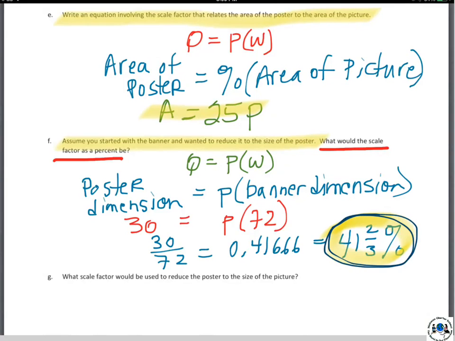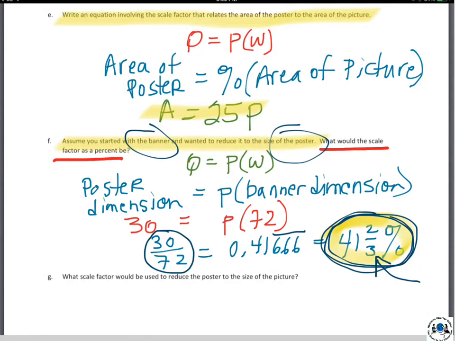Again, we opt to use a fractional representation here when you have this repeating decimal. That's why we opt to do that. It makes it somewhat more accurate. If we were going to do any kind of calculating, we'd probably want to use this fraction or a reduced fraction. But anyway, now we find out what the scale factor would be if we went from the banner to the poster. We would be reducing it, and it would be 41 2/3% of the size of the banner, this poster.